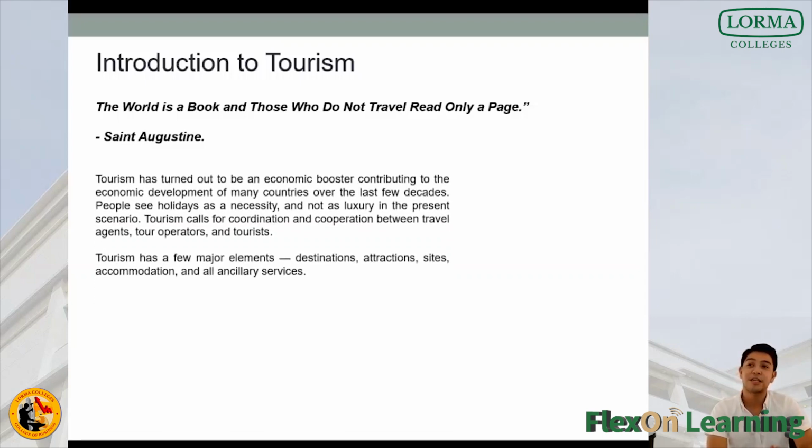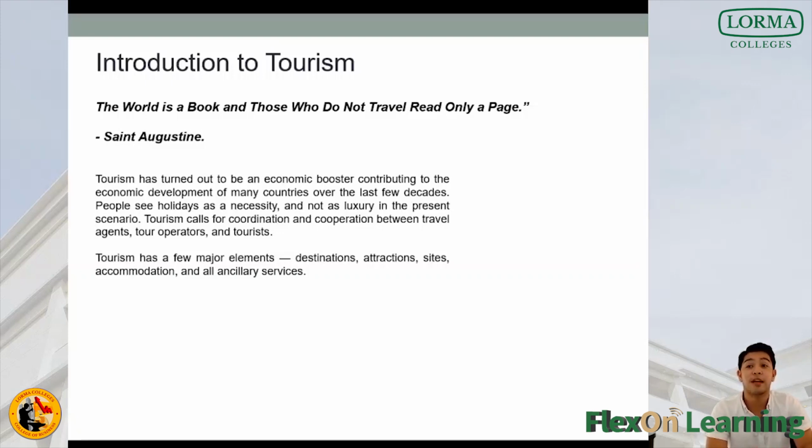Tourism has turned out to be an economic booster, contributing to the economic development of many countries over the last few decades. People see holidays as a necessity and not as a luxury in the present scenario. Tourism calls for coordination and cooperation between travel agents, tour operators, and tourists.